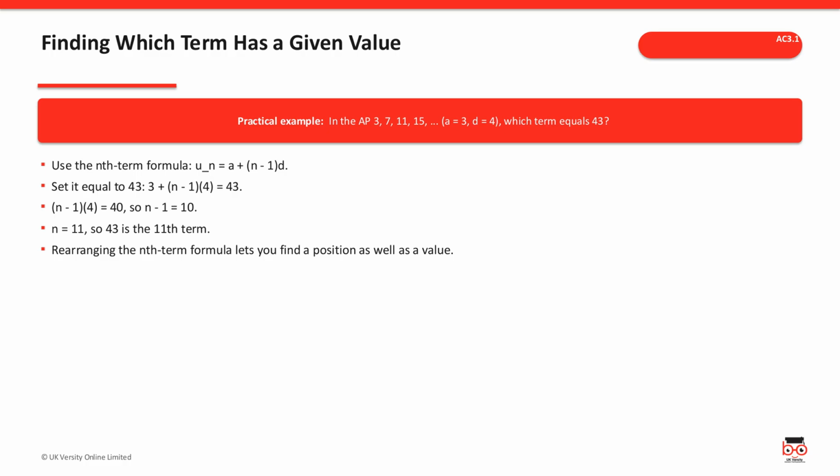Sometimes you know the value and want its position instead. In the same sequence 3, 7, 11, 15, which term equals 43? We set the nth term formula equal to 43, so 3 plus n minus 1 times 4 equals 43. That leaves n minus 1 times 4 equal to 40, so n minus 1 is 10 and n is 11, so 43 is the 11th term.